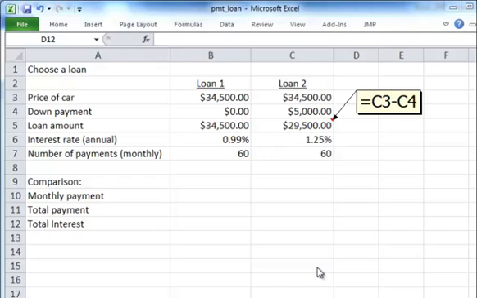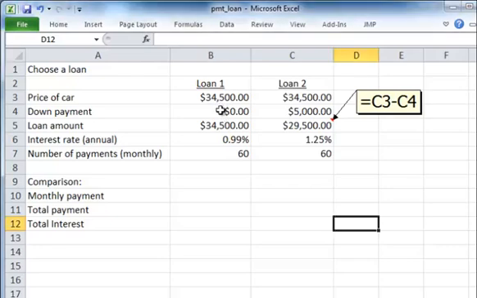Now we talk about the usage of the PMT function in Excel. In this example, Emily is buying a car and she is choosing between the two loans that are being offered by the dealers.